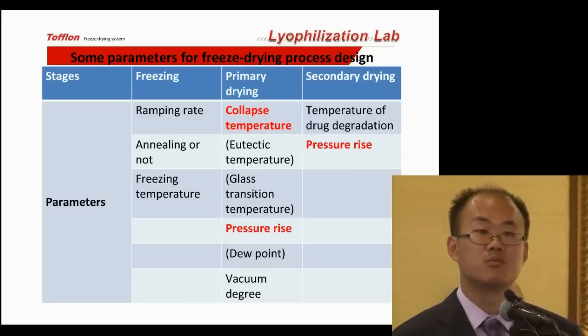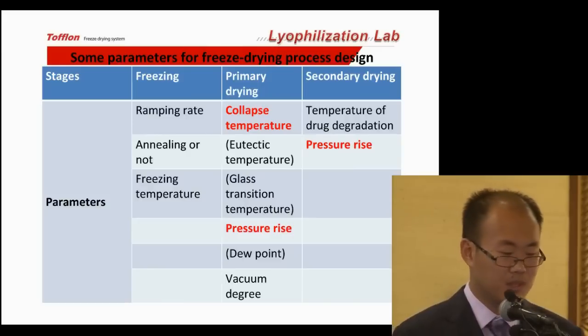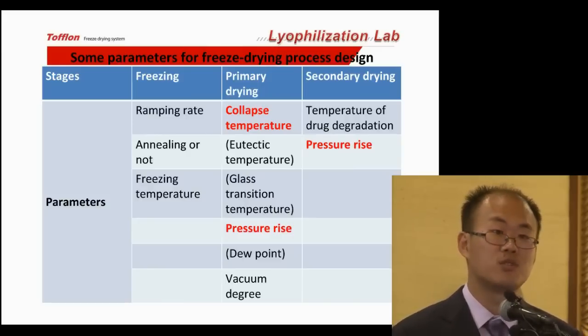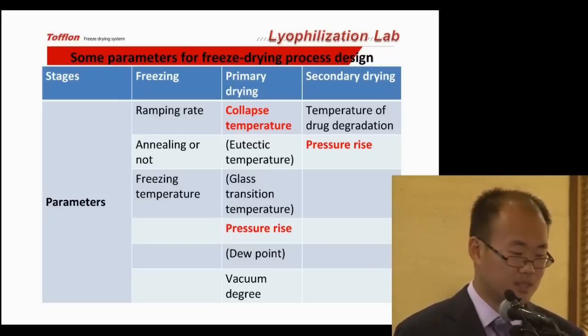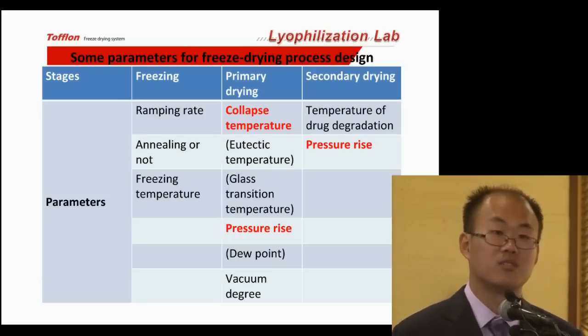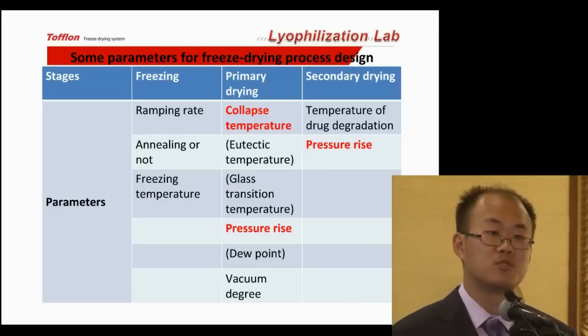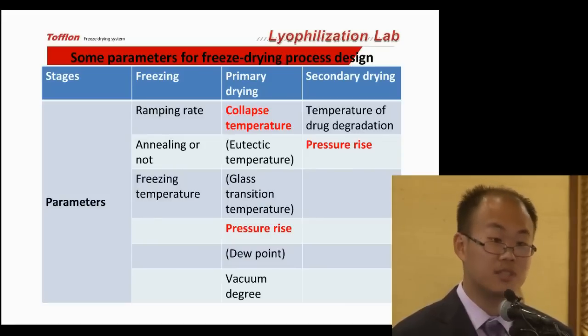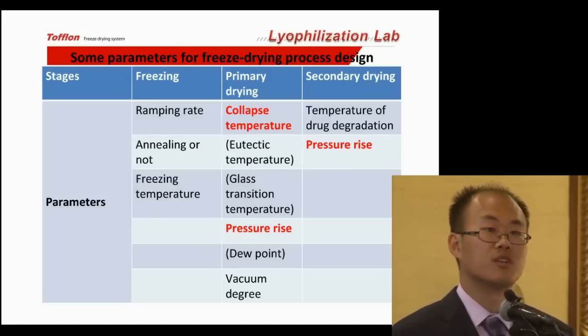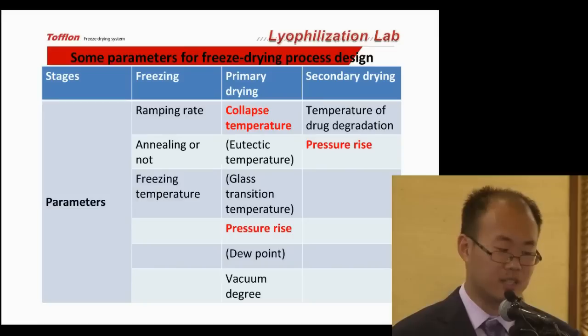The ramping rate is very important. Different ramping rates give us different structures of the products, such as the crystalline structure or the glassy structure. Another is annealing or not. Annealing may give us a uniform structure, and some products need annealing. If we don't do this annealing, we can't get a good product. But some products do not need annealing.